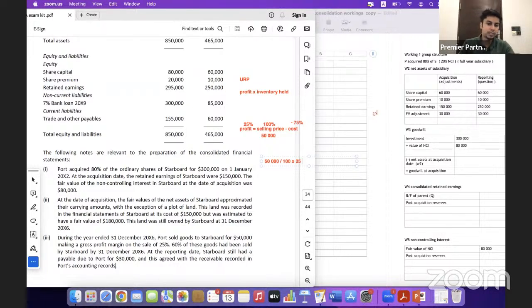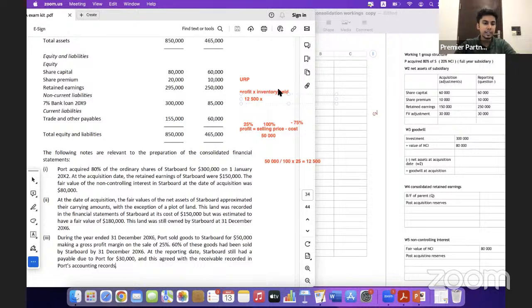Right now, guys, when you work this out, check and see how much that is. 50,000 divided by 100, that into 25. Guys, I am getting 12,500. So this is the profit. Put it over here.